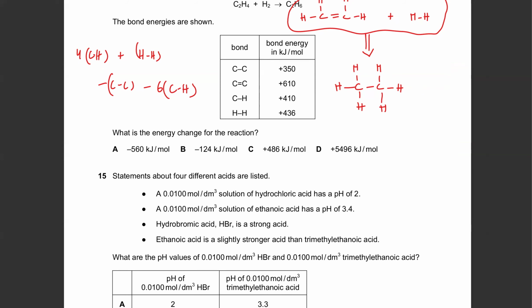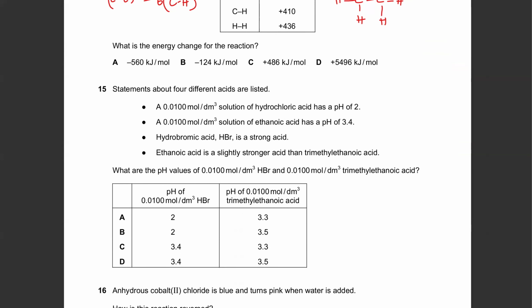Next one. A statement about four different acids is listed. So 0.01 mol per dm cubed solution of hydrochloric acid has a pH of 2. 0.01 mol per dm cubed solution of ethanoic acid has a pH of 3.4. Hydrobromic acid is a strong acid. Ethanoic acid is a slightly stronger acid than trimethyl ethanoic acid. What are the pH values of HBr and trimethyl ethanoic acid?